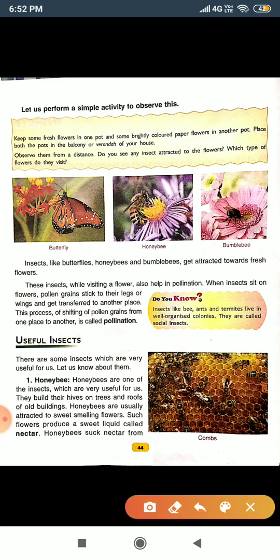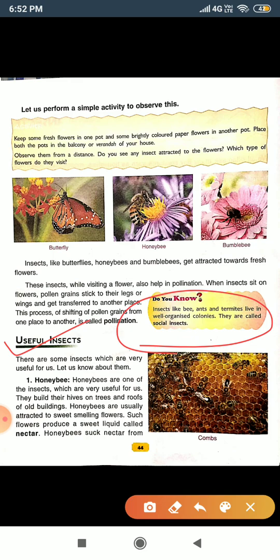And the another question is the social insects. So see, do you know what are the social insects? Insects like bee, ant, and termite live in a well organized colony, and they are called what? Social insects. Okay. So this is all about the social insect. Now I will explain you about the useful insect. Okay. So in the useful insect, that means the insects which are useful for us are called useful insects.